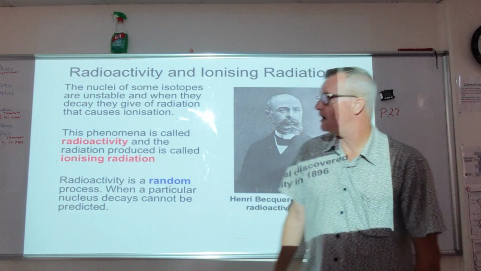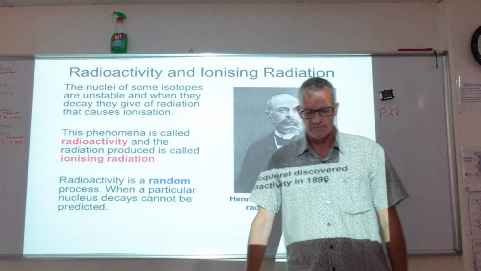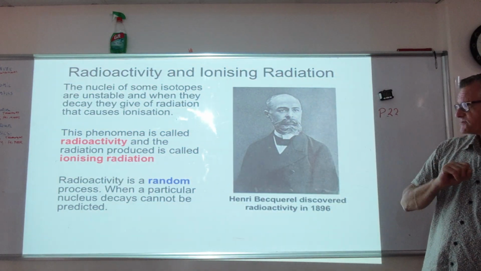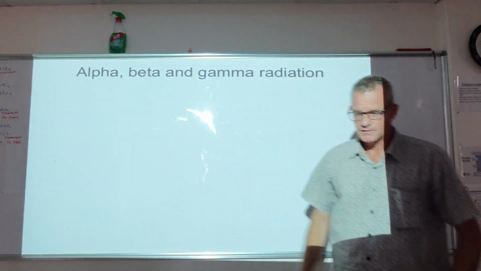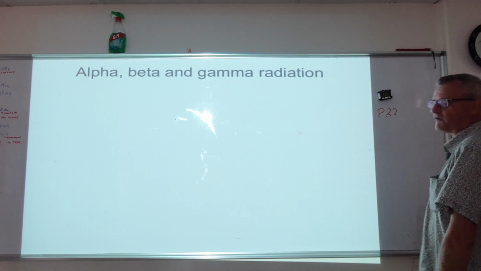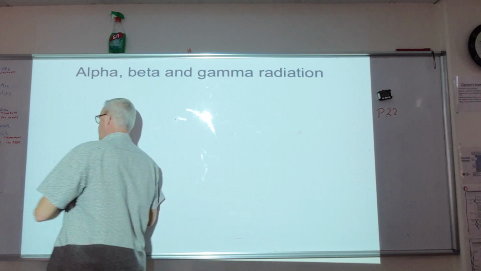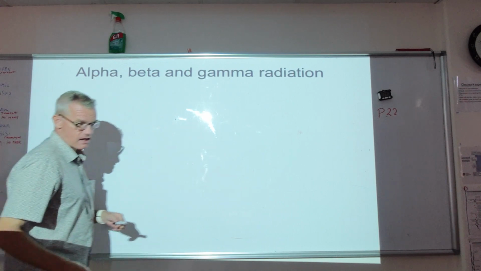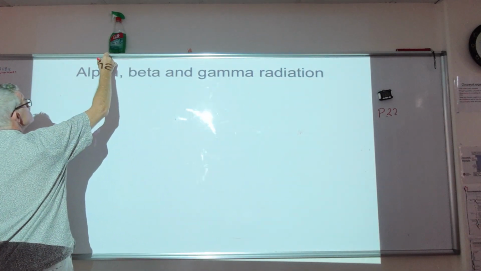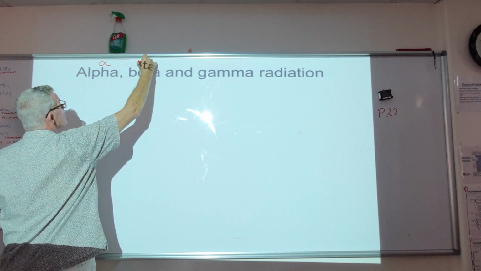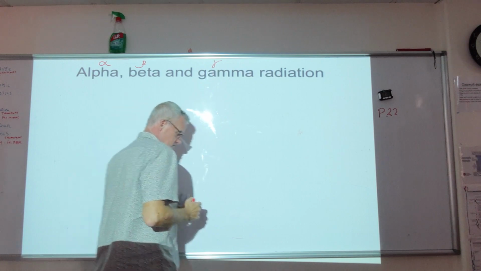Now we're going to talk about the three types of radiation. Make a note of that, pause the video, make a note, and then we move on. Three types: alpha, beta, and gamma. These come from the Greek letters alpha, beta, and gamma. Alpha, we write it like this. Beta, we write it like this. And gamma, we write it like this.